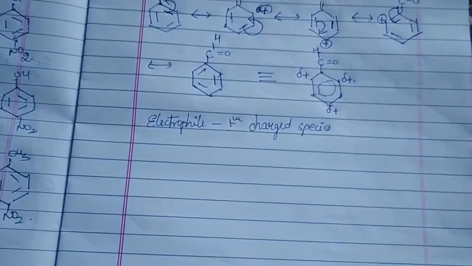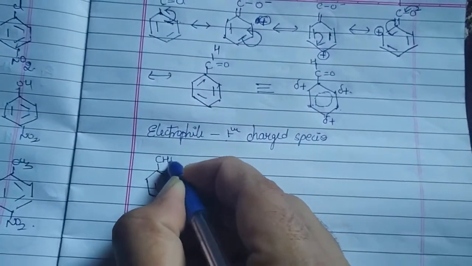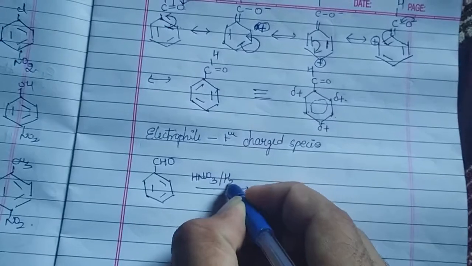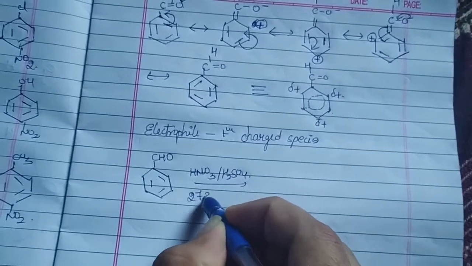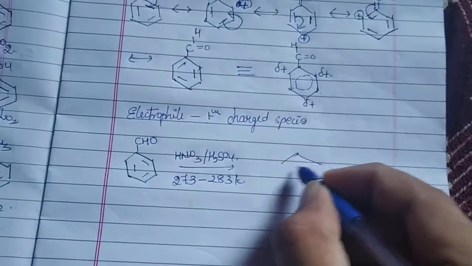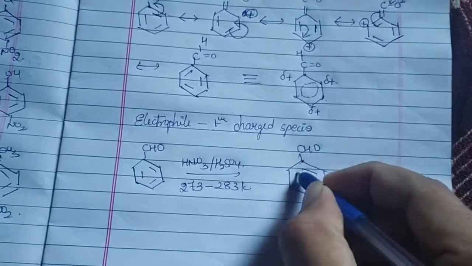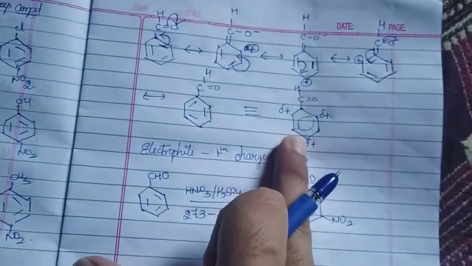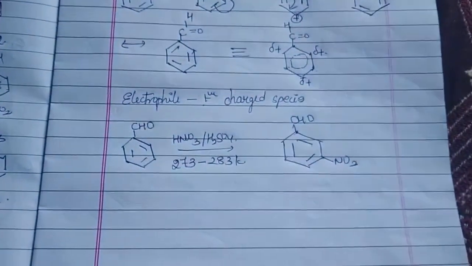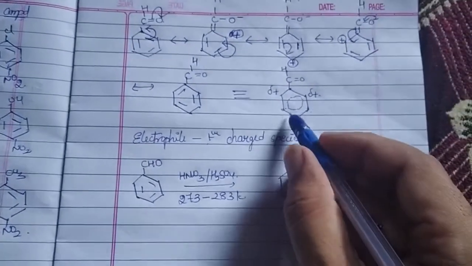So that is the reason, guys, whenever we are treating our benzaldehyde with a nitration mixture, that is in the presence of HNO3 and concentrated H2SO4, at a temperature range of nearly 273 to 283 Kelvin, what is the product you may get? Of course we would be getting meta-nitrobenzaldehyde. Why are we getting the meta? Because the ortho and the para positions have less electron density. That is, they are positively charged, so they will repel your electrophile. The only position available with a rich electron density is the meta position.